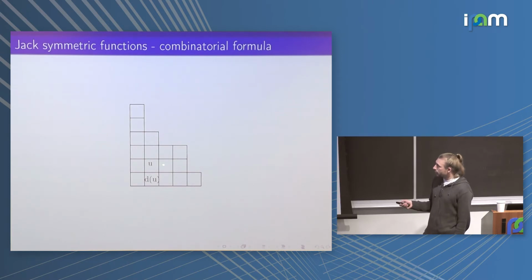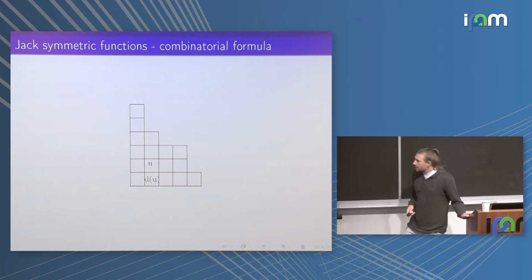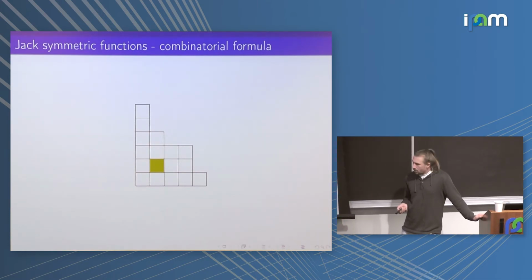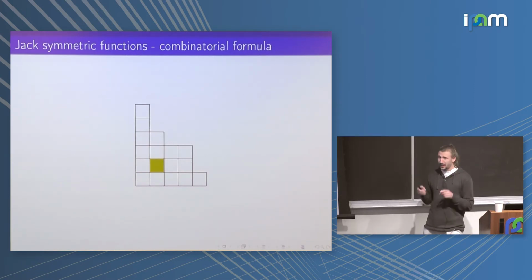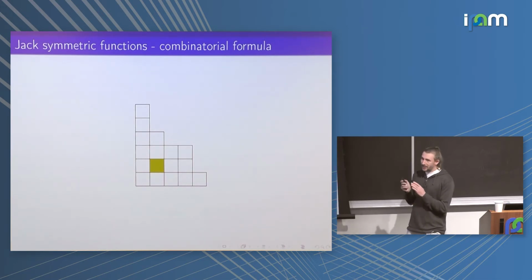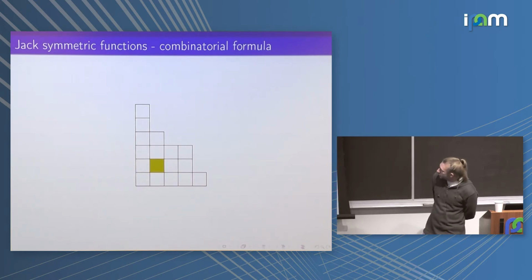If I have a box U in a Young diagram, I denote by D of U the box which is lying directly below. And I also need to introduce a definition of attacking pairs, a pair of attacking boxes. Two attacking boxes in a Young diagram are boxes which are either lying in the same row, or lying in two consecutive rows, such that the box in the lower row is lying strictly to the left of the other one. So let's see which boxes give an attacking pair with this one.